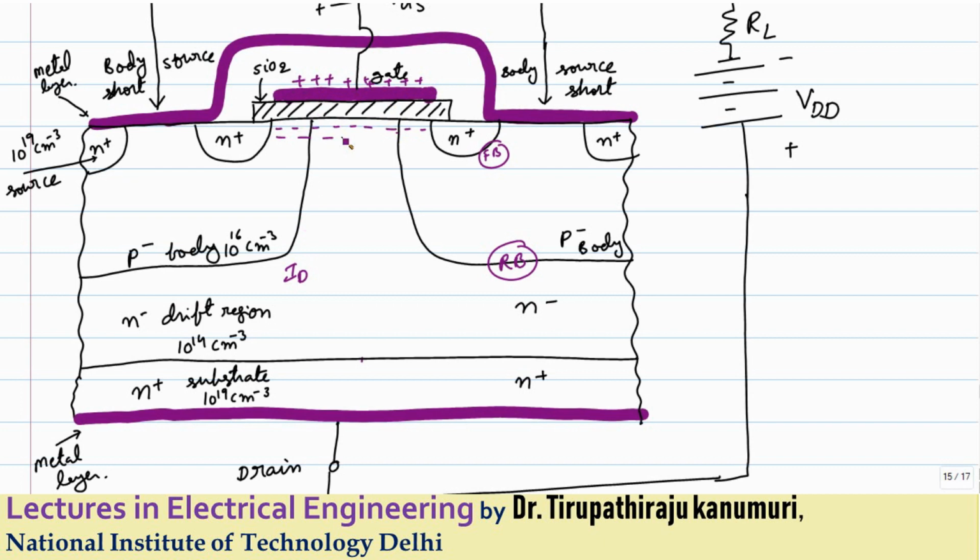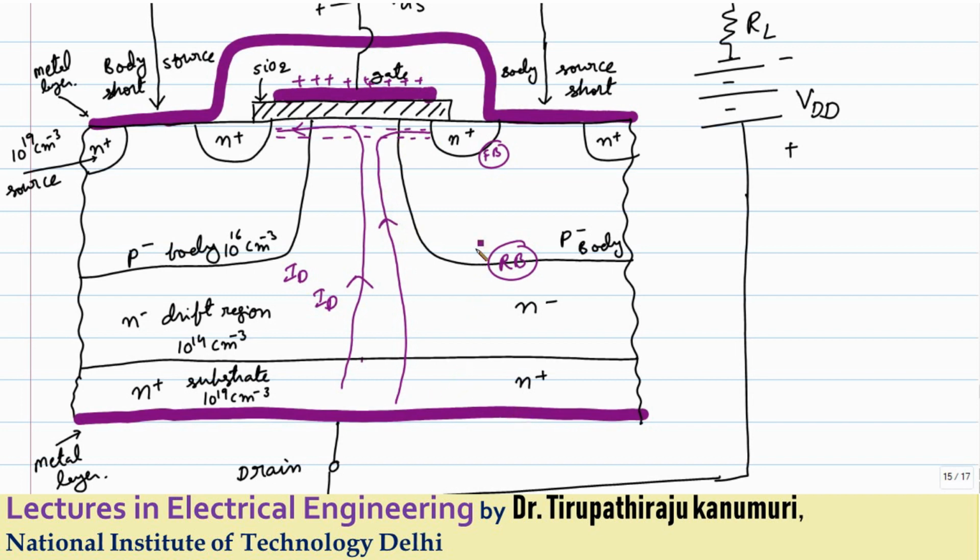So when the negative channel is induced here, you can see the channel is closed now, the negative channel is provided. So now what happens, because of this N plus, N minus, it will pass like this, and the current can pass in this way. So in this way the drain current can pass. Similar is the case for this side also, the current can pass like this.